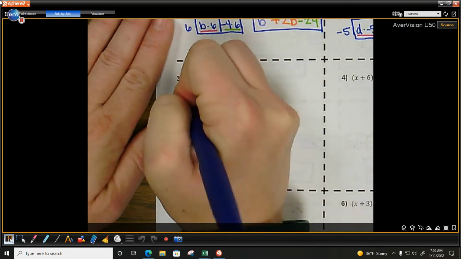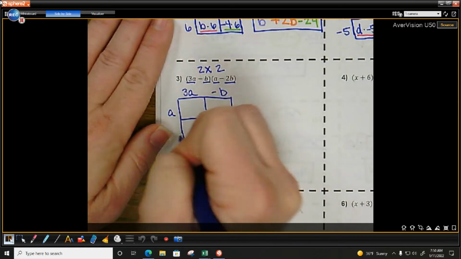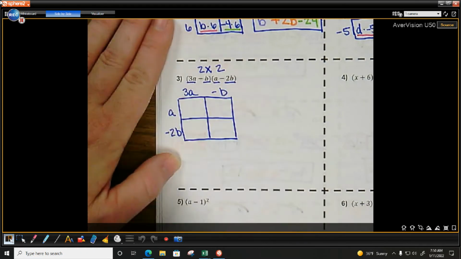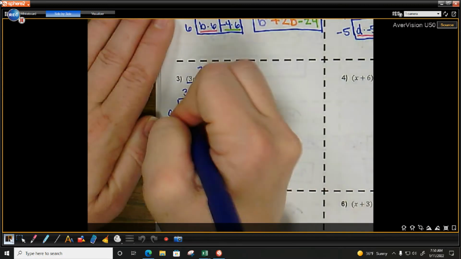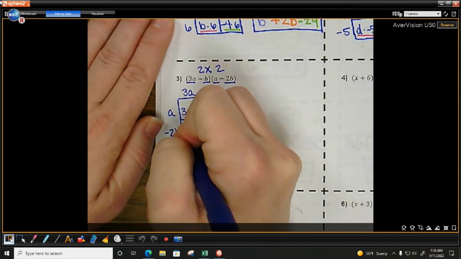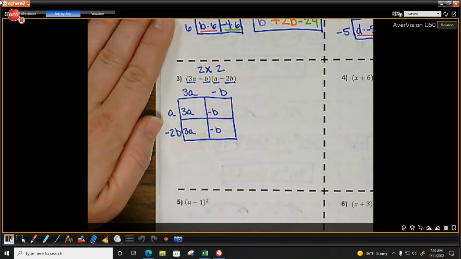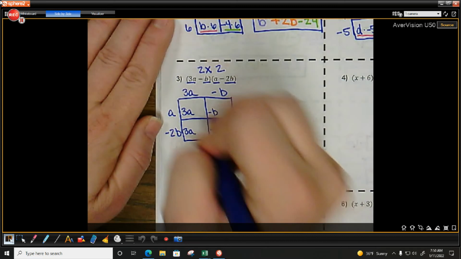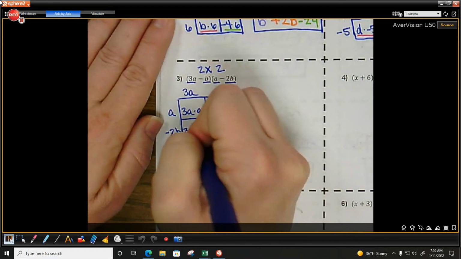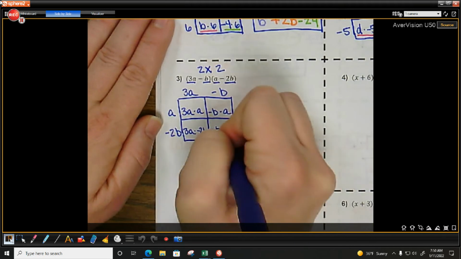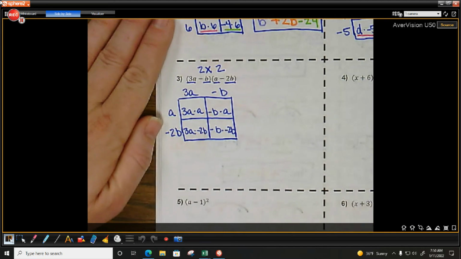Okay, 3a, negative b. A, negative 2b. Fill in your columns. These are both in the 3a column. These are both in the negative b column. Then fill in your rows. These are both in the a rows. And these are both in the negative 2b rows. This one is a little bit trickier.